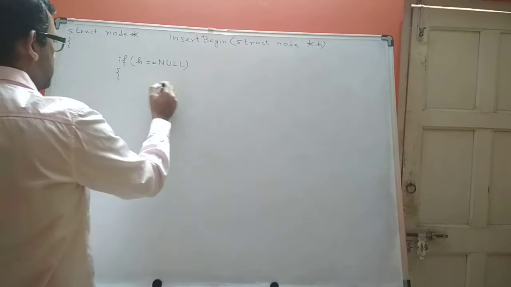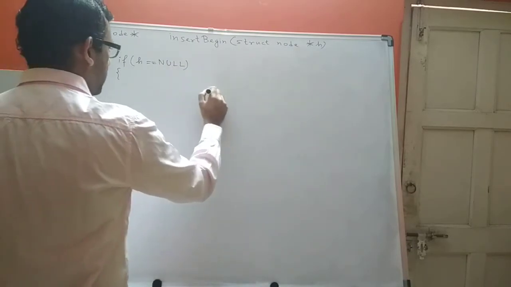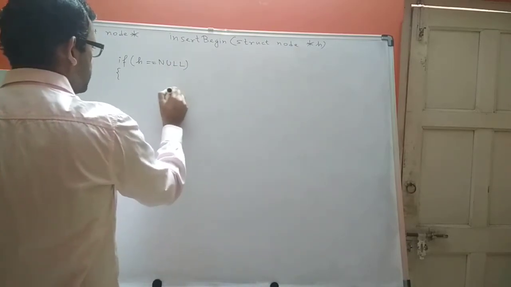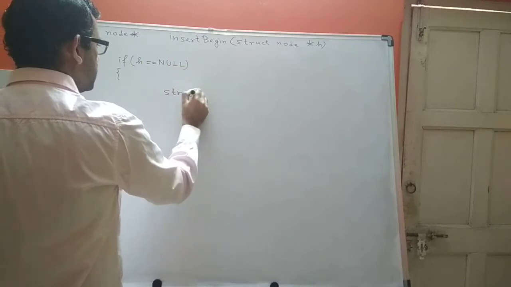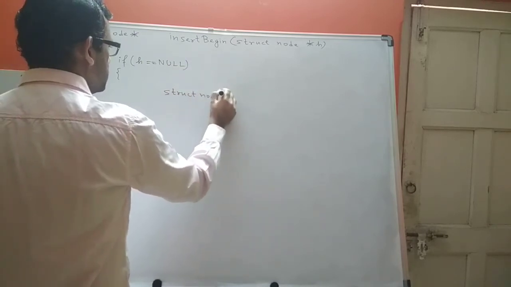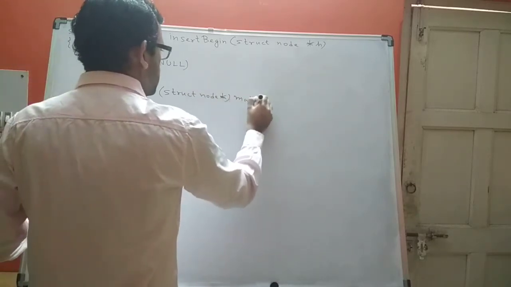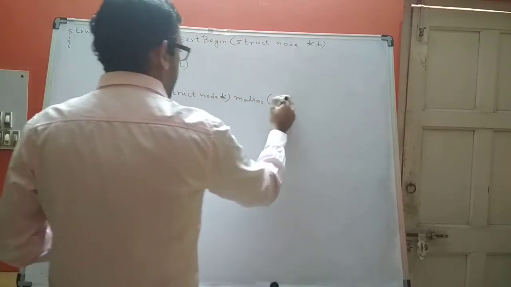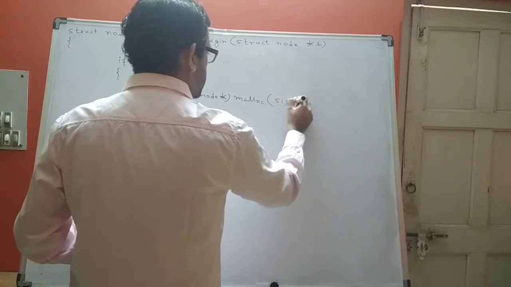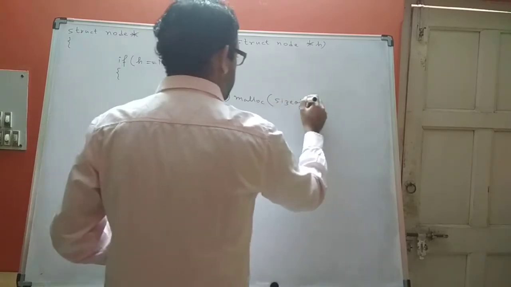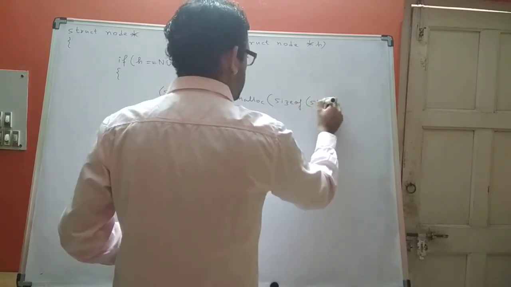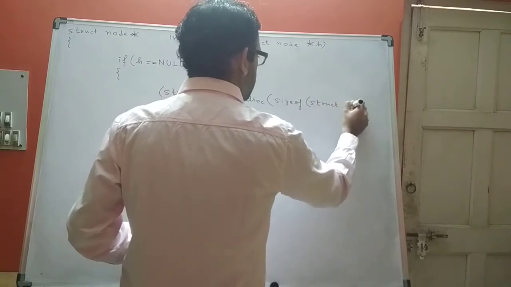So how to create a node? I create a node using malloc. So I write struct node star, and then I write malloc. And what should be the size of the node? It should be the same as the size of my structure. So it should be sizeof struct node, right?